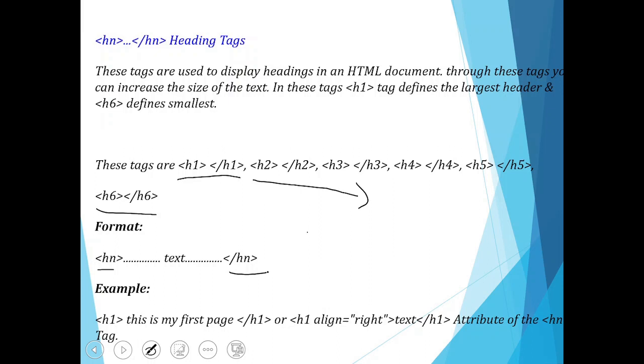I have taken a small example where I have given H1, "This is my first page", and I have given the H1 closing. So what is going to happen? It will show me the display in the form of an H1 heading. "This is my first page" will have the font weight, size and height based on the H1 tag. You also have an attribute with the H1, that is align, that you can give as right.